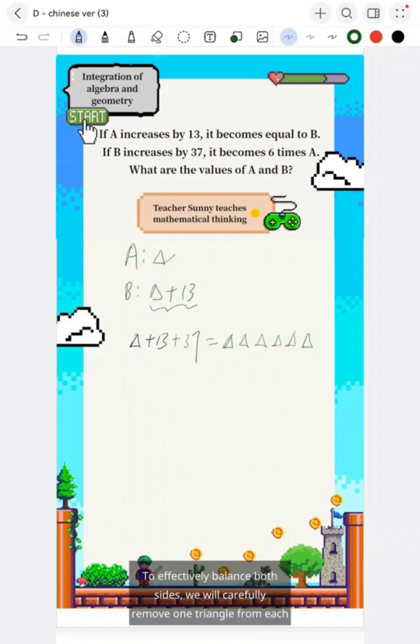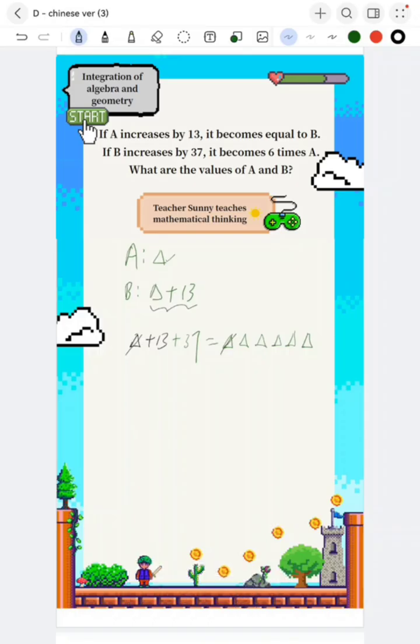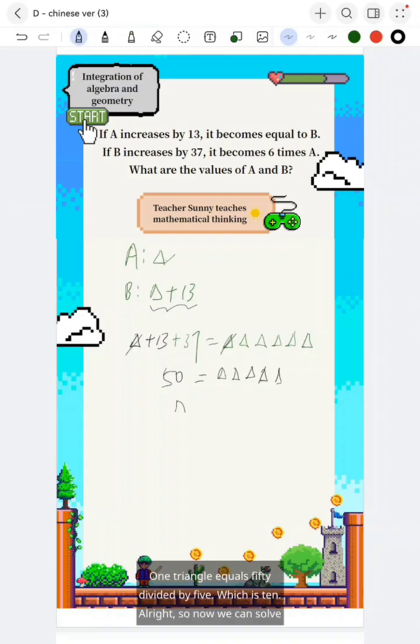To effectively balance both sides, we will carefully remove one triangle from each side. That is to say, we are performing a symmetrical operation. That leaves 50 on one side and exactly 5 triangles on the other. So it's very clear that one triangle equals 50 divided by 5, which is 10.